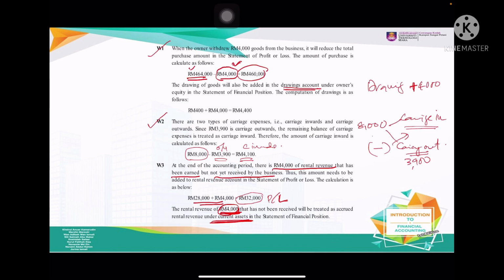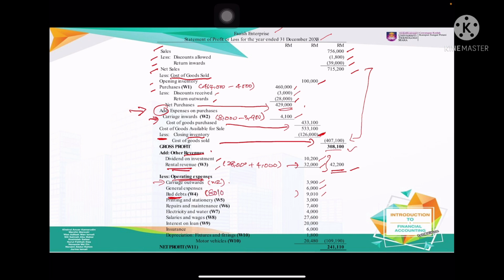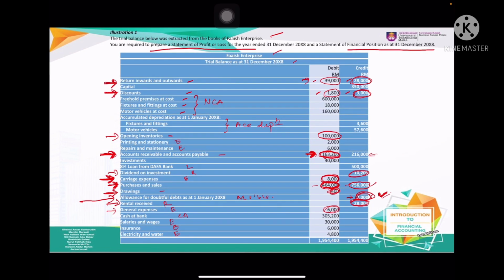So for the working, if some of you do not prepare the account, you can state the working like this. Alright, 8,010 plus 3,000 minus 2,000.